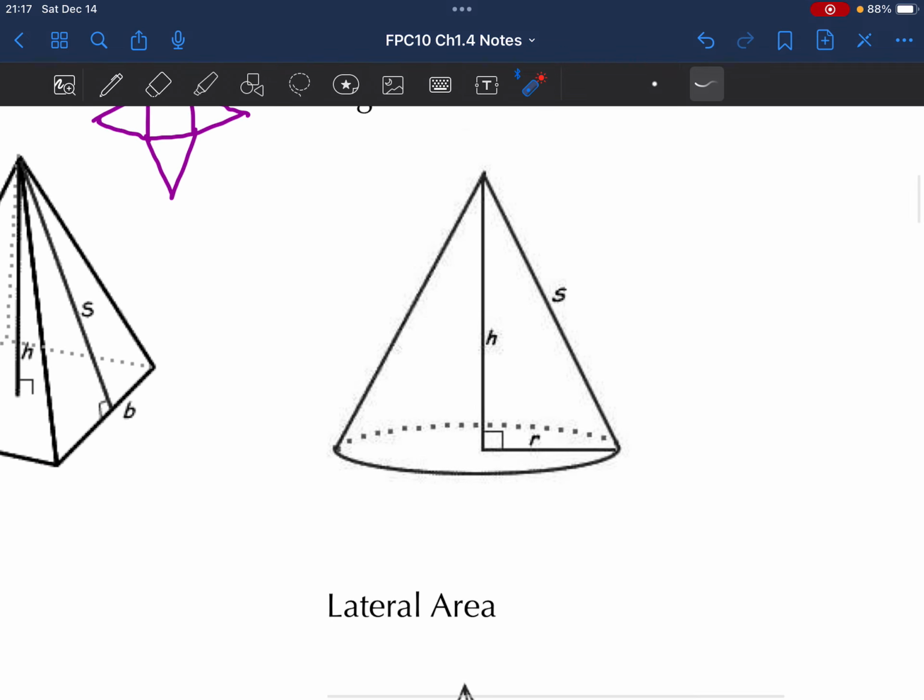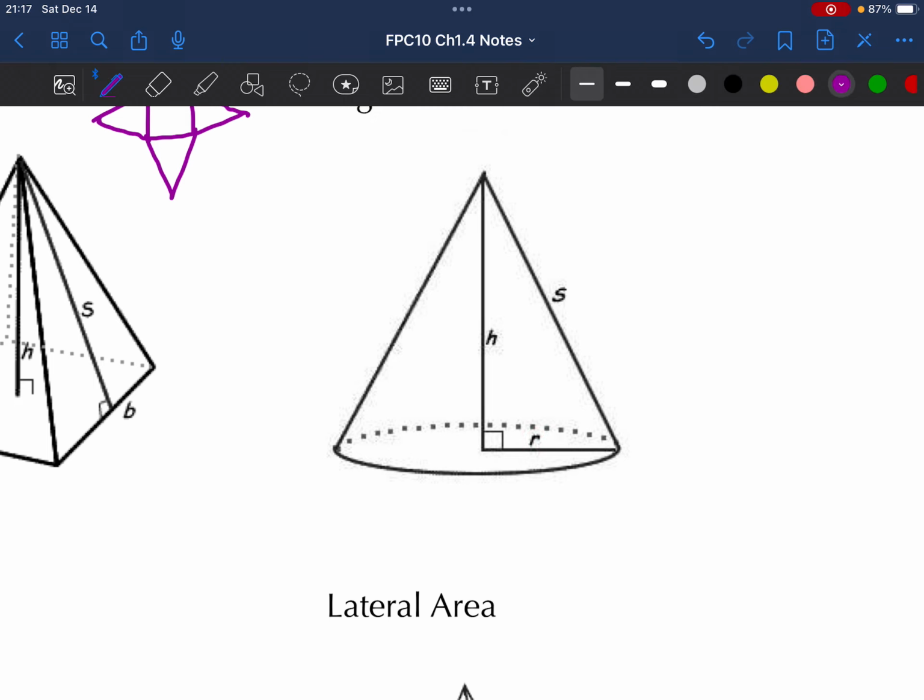In a right cone, here's our right cone as well. We again have the perpendicular height right here. It's from the peak down to the center of the circle. The slant height is from the peak to the edge of the cone. The radius is right here from the center to the edge.